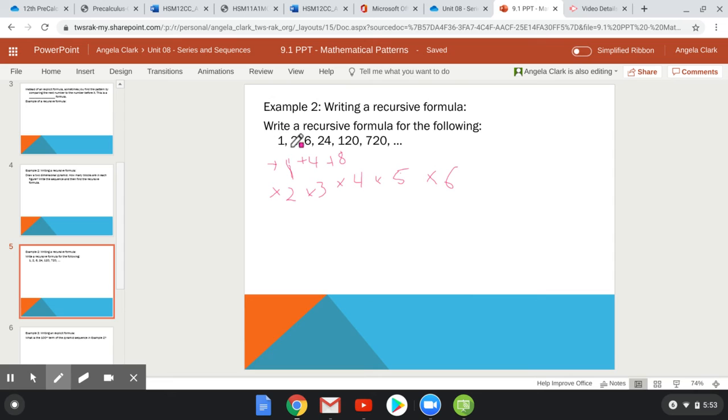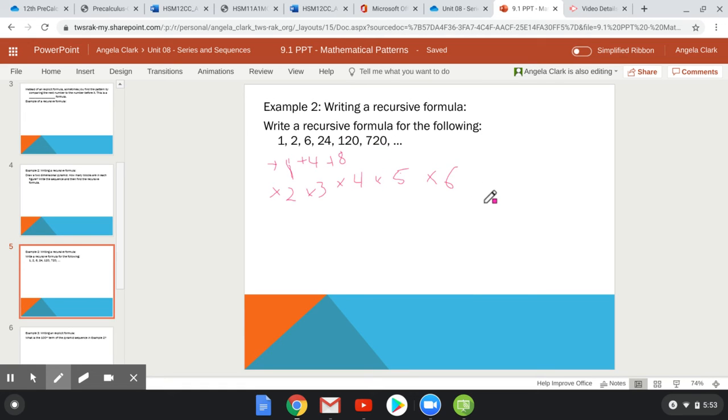So to get from term 1 to term 2, we multiplied by 2. To get from term 2 to term 3, we multiplied by 3. To get from term 3 to term 4, we multiplied by 4. To get from term 4 to term 5, we multiplied by 5. And to get from term 5 to term 6, we multiplied by 6. So what it looks like to me is that we're multiplying by whatever the next term number is.